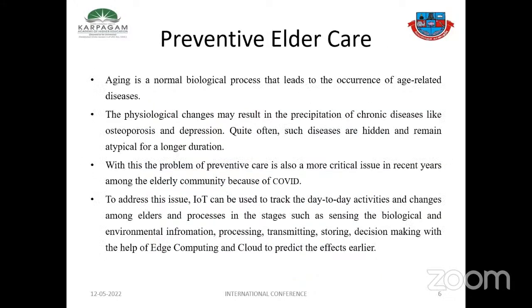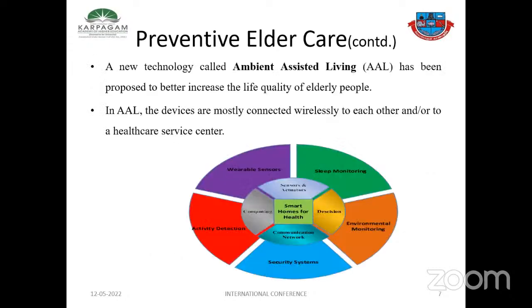Then the preventive elder care system. The need for a preventive elder care system is that aging is a normal biological process that leads to the occurrence of age-related diseases. The physiological changes may result in precipitation of chronic diseases like osteoporosis and depression. Preventive care has also become a more critical issue in recent years among the elderly community because of COVID pandemic issues. To address this issue, IoT can be used to track the day-to-day activities and changes among elders, and processes at every stage: sensing biological and environmental information, processing, transmitting, storing, and decision-making with the help of edge computing and cloud to predict the effects earlier.